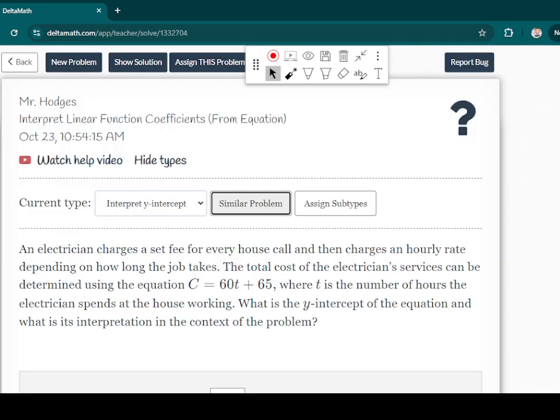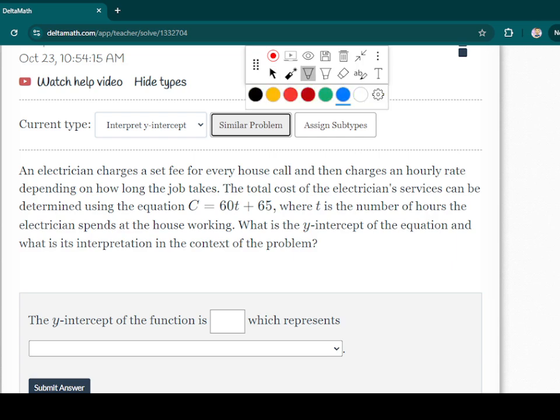Let's try another one. We have an electrician who charges a set fee for every house call and then charges an hourly rate depending on how long the job takes. So there's a set fee and then an hourly rate. The total cost can be determined using the equation C equals 60t plus 65, where t is the number of hours the electrician spends at the house working.